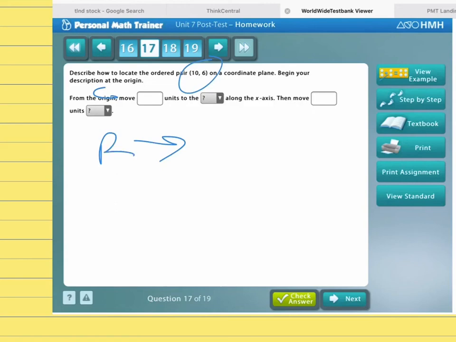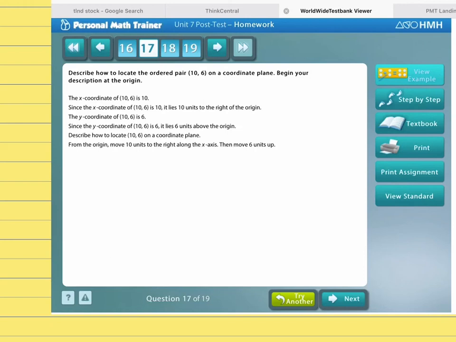How many units? 10 units. So 10 units to the right along the x-axis, and then move 6 units vertically up the y-axis. So that's going up the y-axis. From the origin, move 10 units to the right along the x-axis, then move 6 units up along the y-axis. Nailed it.